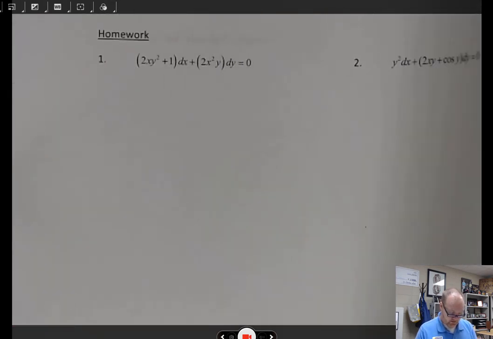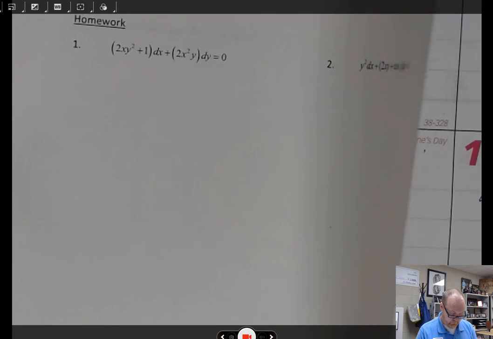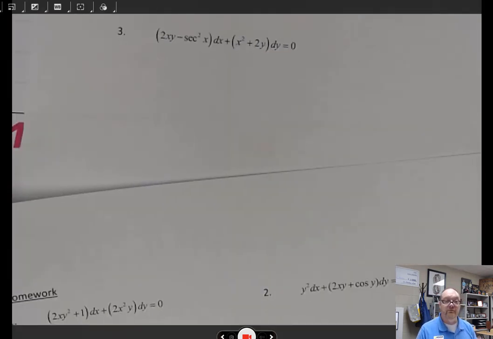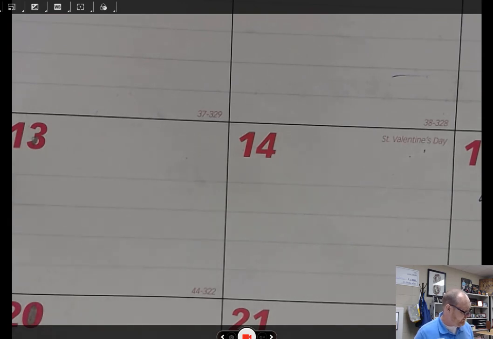So I've given you three problems for some homework. I'll post those solutions, but please go through the practice with those and ask any questions about the partial derivatives.